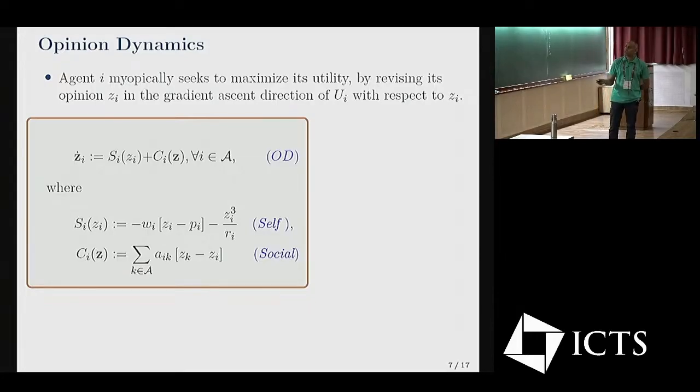We find it convenient to split off the terms in this dynamics into two parts. This so-called self function S_i of z_i and this social function C_i of z. The self function depends on its own opinion and its internal parameters essentially. So that's why we're calling it a self function.